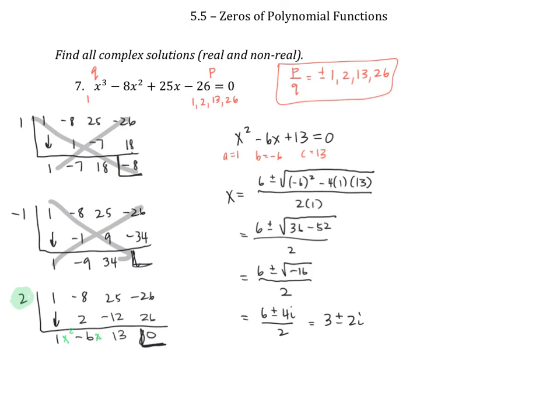Okay, so find all solutions. We were expecting to get 3 solutions, 3 zeros, 3 factors, because the exponent was 3. And so I have 2, and then 3 plus 2i, and 3 minus 2i. So those are my 3 solutions. So 2, 3 plus 2i, and 3 minus 2i.